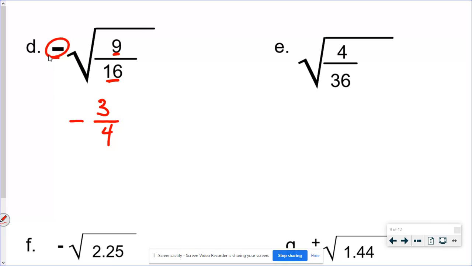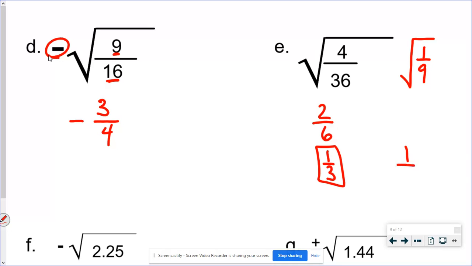There's no sign in front of letter E, which means I just want the positive answer. Now, the square root of 4 is 2, and the square root of 36 is 6. That can simplify. That should be 1/3. However, I want you to look at this problem again. What if I simplified, still inside the radical? What if I just said, 4 over 36, I can simplify that. That's 1/9. What's the square root of 1? 1. What's the square root of 9? 3. Either way works.